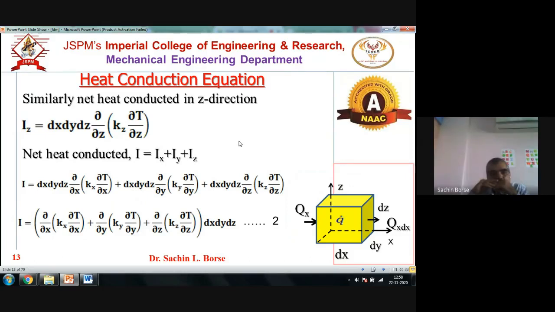So if you want to write the net heat conducted, then I will add up the net heat conducted in the x direction, plus the net heat conducted in the y direction, plus the net heat conducted in the z direction. So we got this first term, that is the net heat conducted.